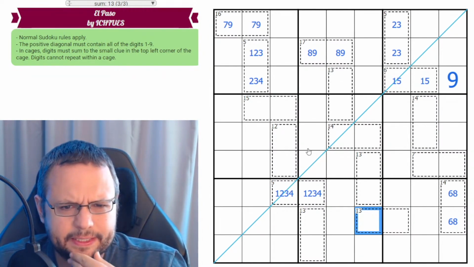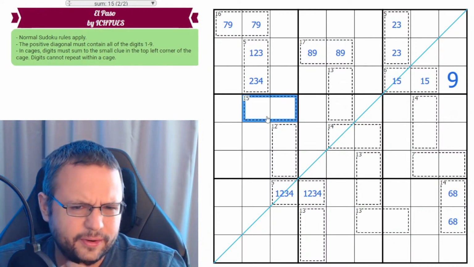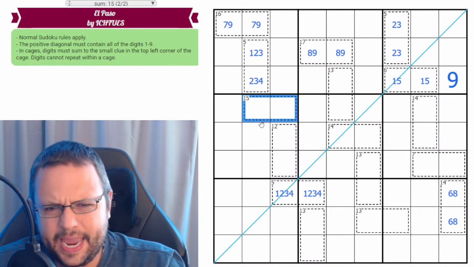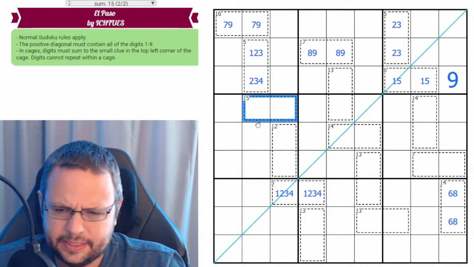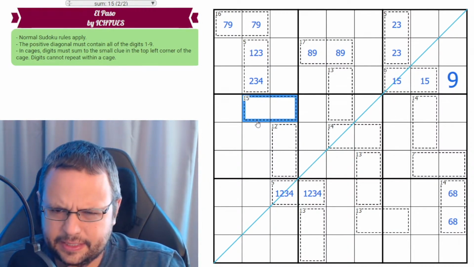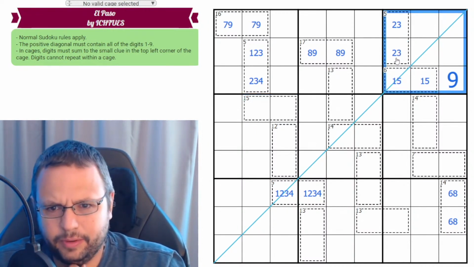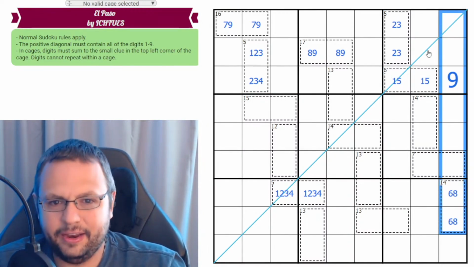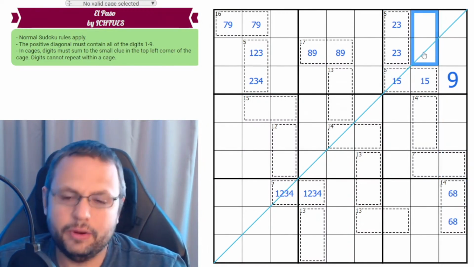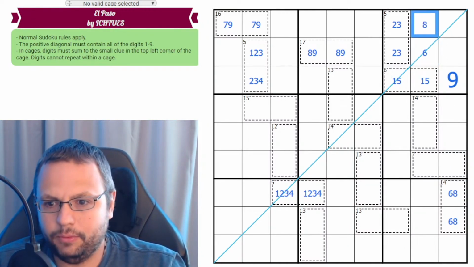Let's see. Then this is either 6, 9 or 5, 8. Where do the 6 and 8 go in box 3? That's a good question. So the 6 and 8 in box 3 by this 6, 8 cage go up here, and I know the order. So these are 6 and 8, and they have to go in that order.